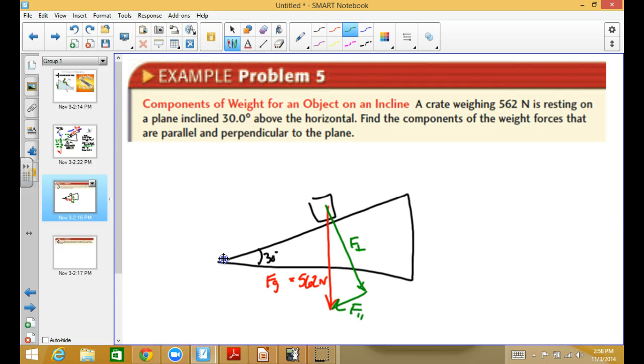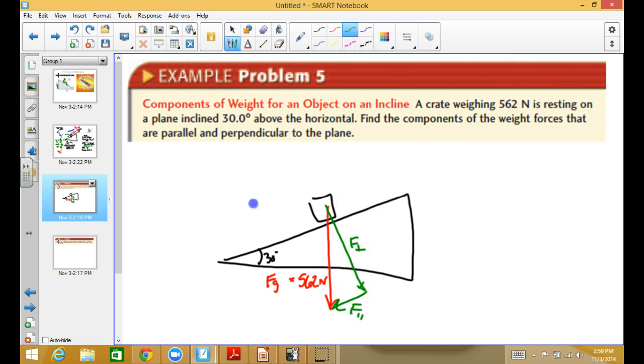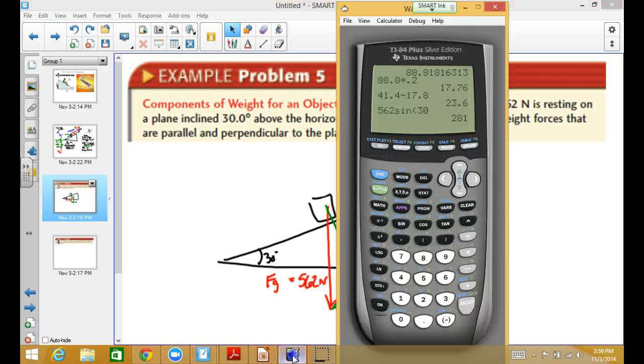So what I do is just use the sine and cosine. So I'd use 562 sine of 30 degrees. Ooh, and this is really cool. If it's a 30, 60, 90 triangle, all you got to do is divide by 2. That's a clever little way. So it's actually 562 divided by 2, which is 281. And then you could do the cosine. So 562 cosine 30 comes out to be 487.